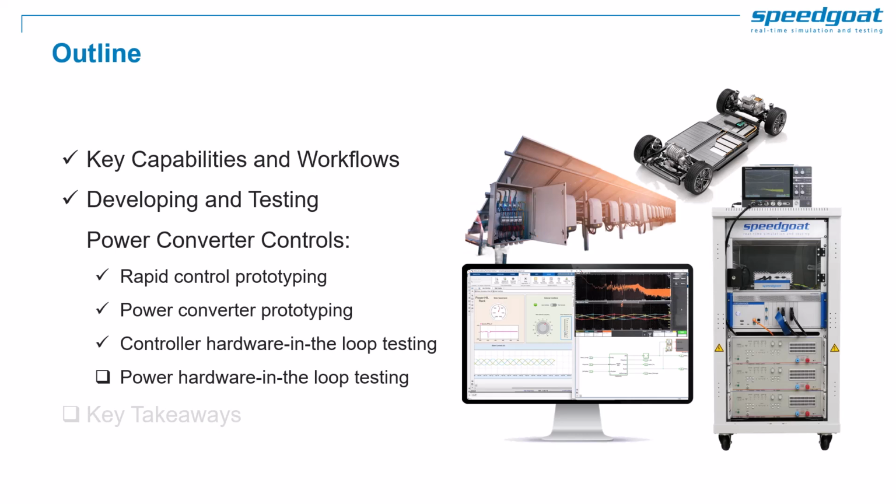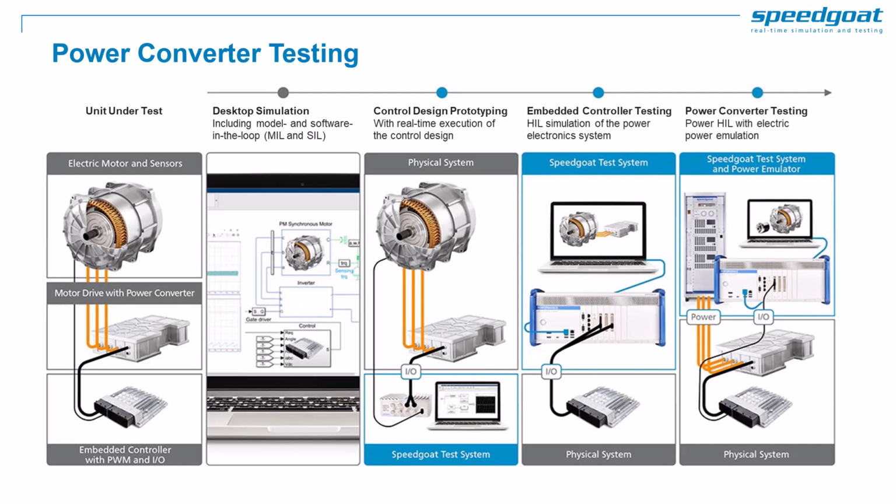Now, before deploying a new power converter, it needs to be tested in a safe environment at actual power levels. This is where power HIL testing comes into play. On the overview visual, we are now in the final stage of testing before deploying the solution. We'll be testing the power converter at actual power levels, referred to as power hardware-in-the-loop testing or PHIL testing in short.